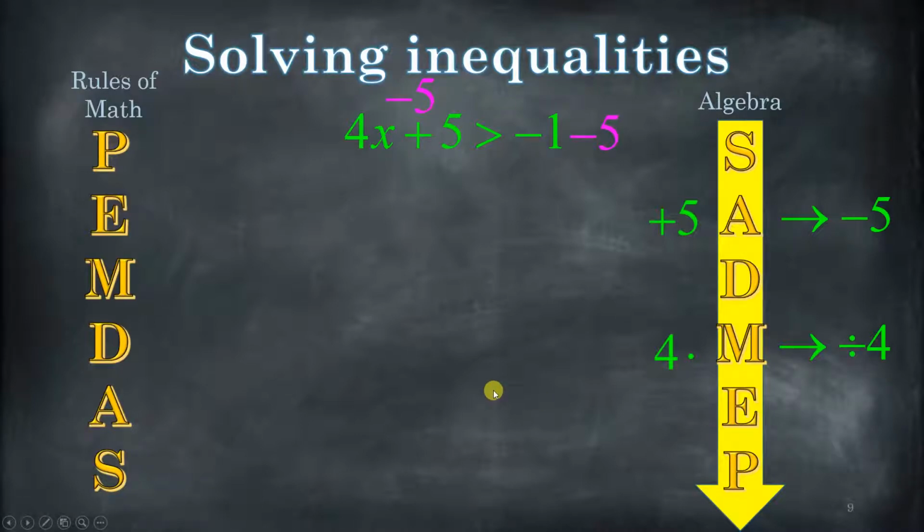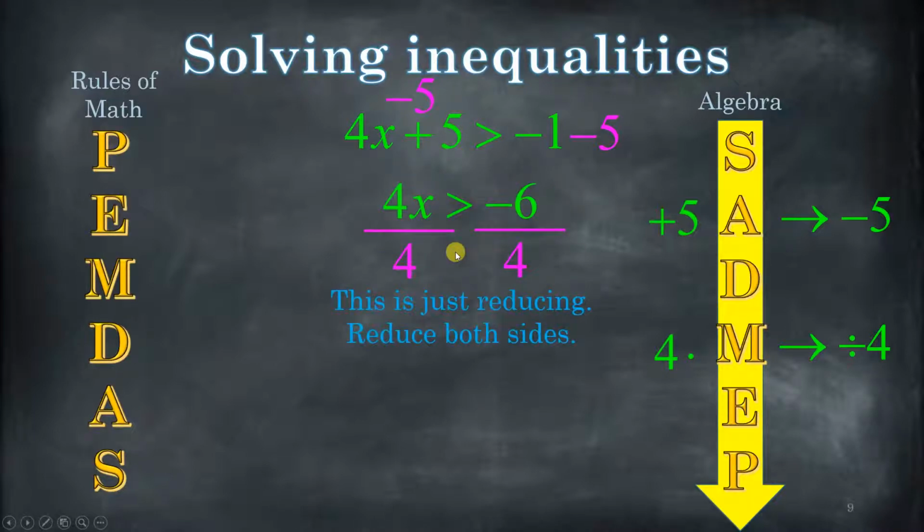So let's do it, right? We subtract 5 from both sides. 4x is greater than -6. Now, you don't need to write +0, so we're not even going to write that, right? Just 4x. We're going to divide by 4 on both sides, and that's just reducing. But you need to make sure you reduce both sides. So 4 divided by 4 is 1. Don't really need to write the 1, right? So we're just going to write x is greater than -3/2.